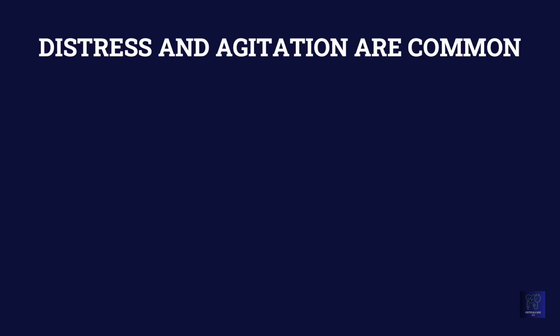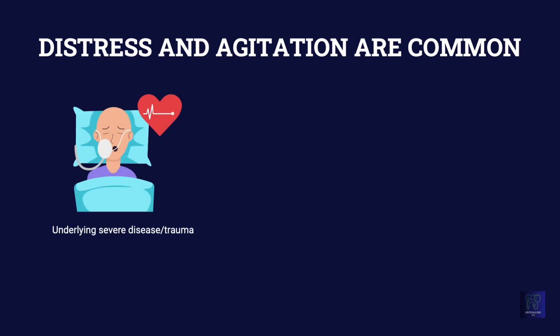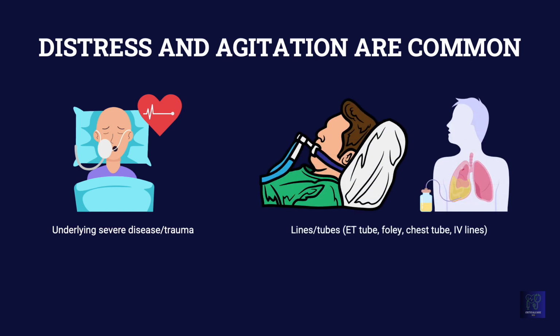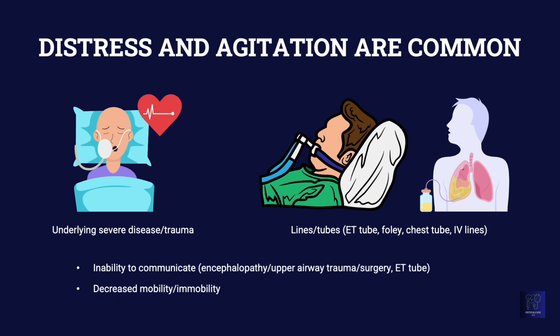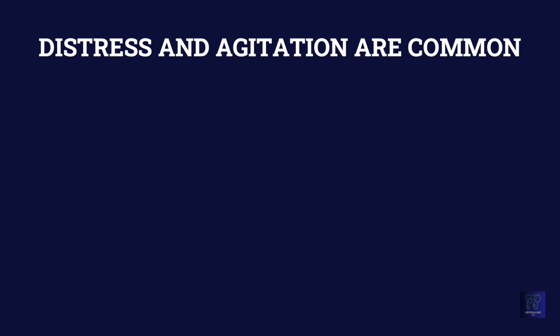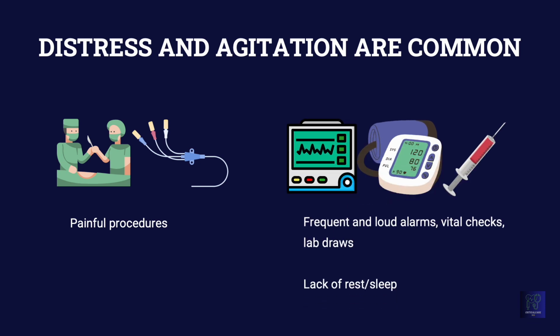ICU is a unique environment where distress and agitation are very common. For example, they're usually very ill with severely deranged physiology. They're also frequently hooked up to different lines and tubes like endotracheal tube, chest tube, Foley catheter, etc. Due to factors like these, patients' ability to communicate and mobilize are severely restricted. Not only that, they frequently undergo painful procedures and they're regularly disturbed by loud alarms, vital checks, and lab draws. So it's very hard to get much rest or sleep in the ICU.